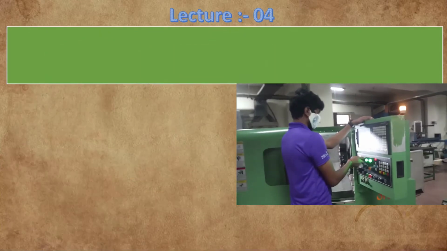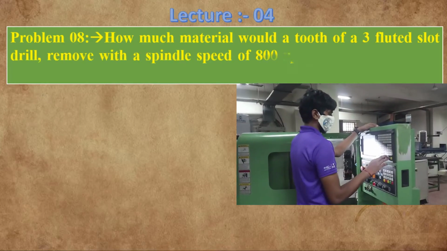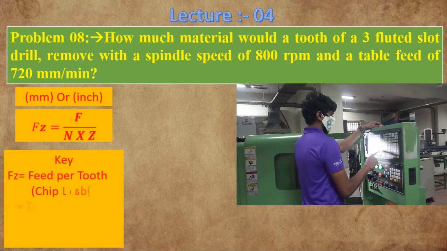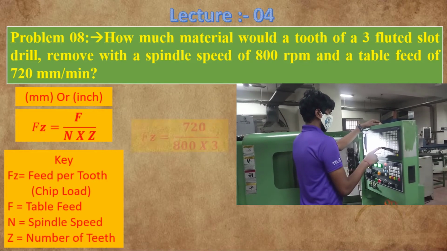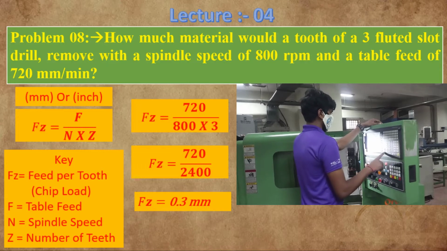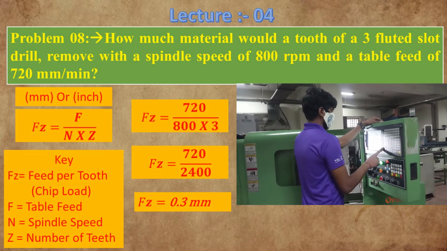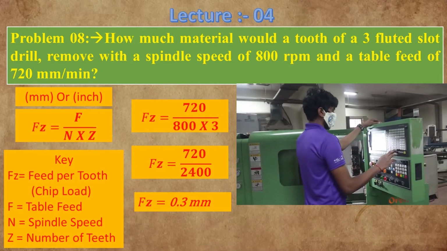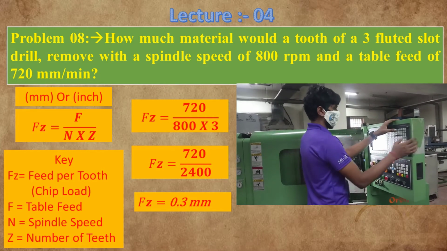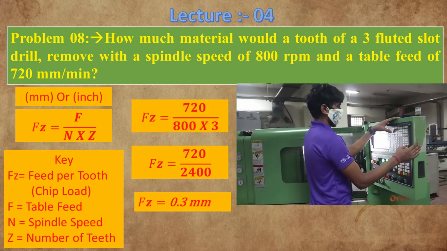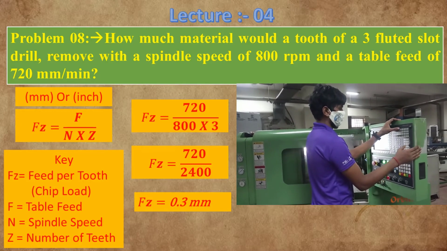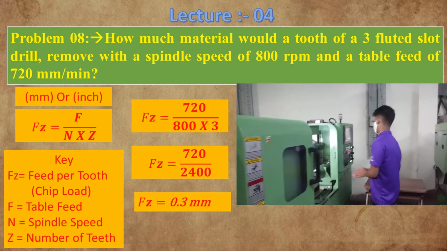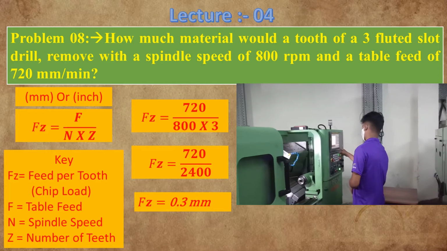Okay, so another metric one. How much material would a tooth of a 3 flute slot drill remove with a spindle speed of 800 revolutions per minute and a table feed of 720 millimeters per minute? So we wish to find our feed per tooth, represented by Fz, and this time we are going to give it a table feed of 720 millimeters per minute. Nice fast table feed there, and then we would divide that by our spindle speed. So let us give a spindle speed of 800 revolutions per minute, and we would times that by the number of teeth. Again, let us say this time we have 3 teeth on our end mill.